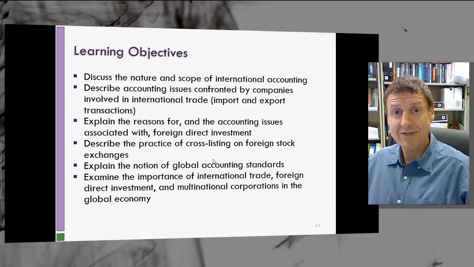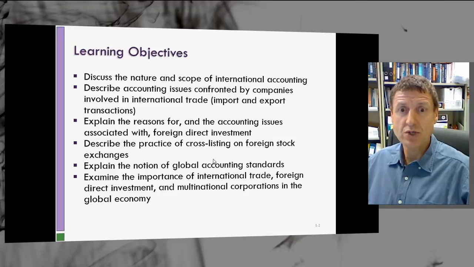So the learning objectives in this course, or definitely in this chapter one, is to really look at the nature and scope of international accounting. We want to describe the accounting issues confronted by different companies involved in international trade, import and export transactions, and also we want to explain the reasons for the accounting issues associated with foreign direct investment, describe the practice of cross-system and foreign stock exchanges, and we'll explain the notion of global accounting standards. We want to explain the importance of international trade, foreign direct investment, and multinational corporations in the global economy.